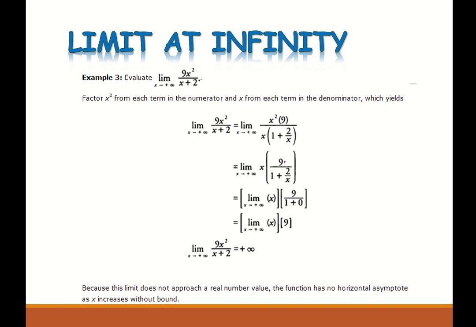If you have the limit of the product, then you can take the limit of each factor individually. So you have the limit of x, the whole thing here, then multiply by the limit of this one. Right, so we have 9, and this is 0. So we have 9 divided by 1 plus 0. So 1 plus 0 is 1. So 9 divided by 1, that is 9.